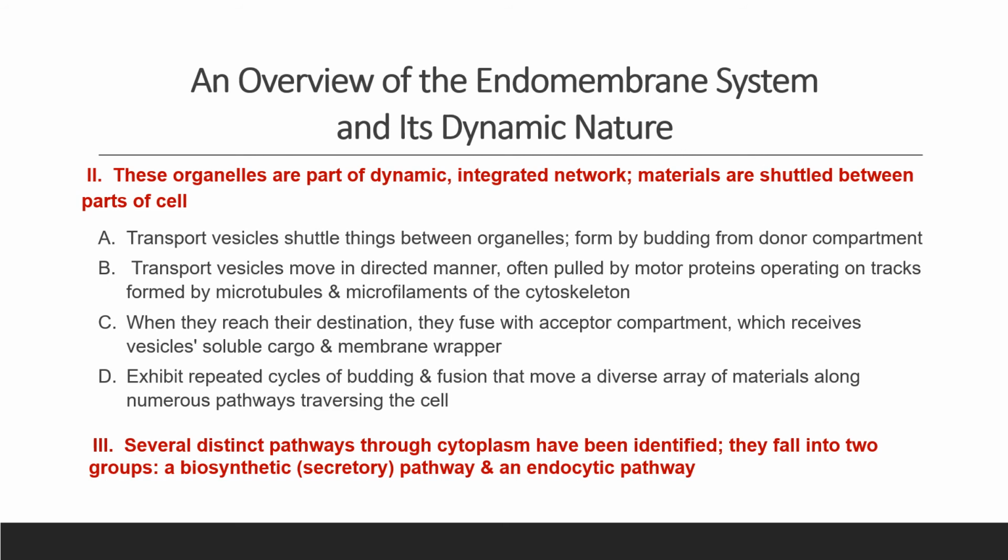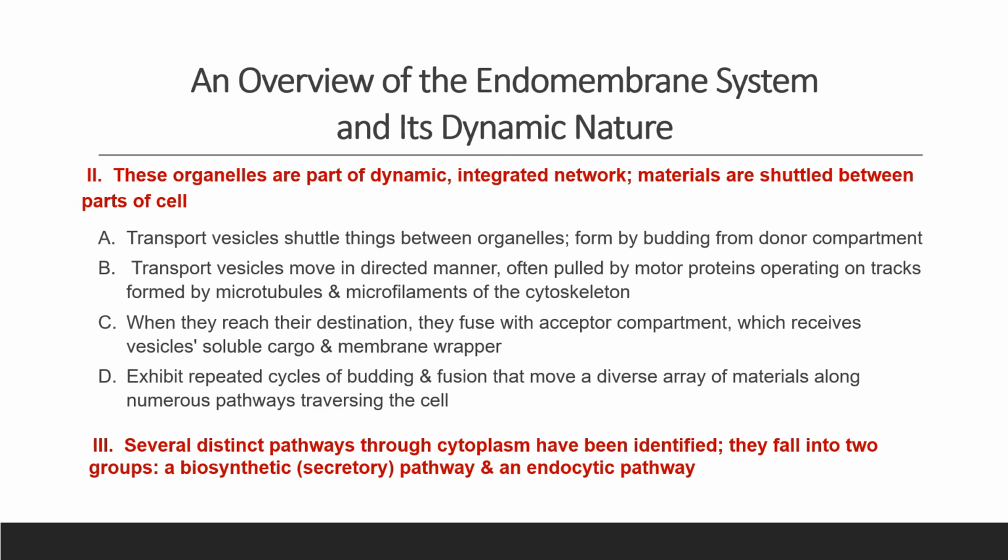So these organelles are part of a dynamic integrated network, and materials are shuttled between parts of the cell. Transport vesicles shuttle things between organelles and form by budding from donor compartments. So when you say budding, they just separate from the parent. They just separate and then grow into a new and same form of organelle.